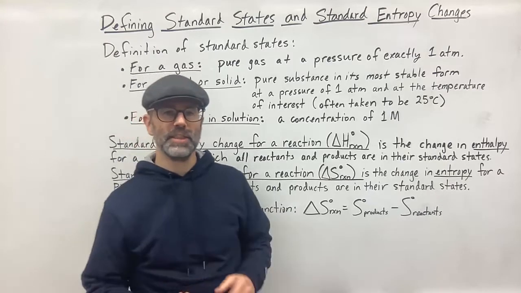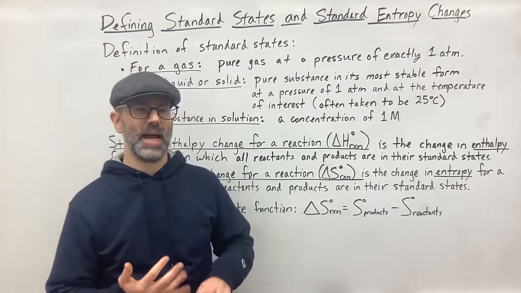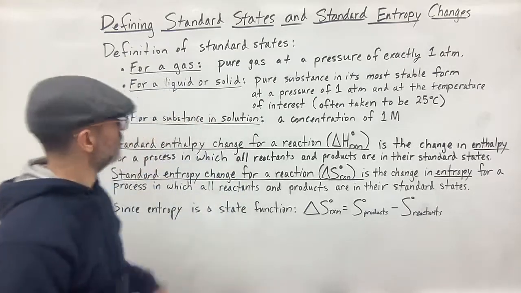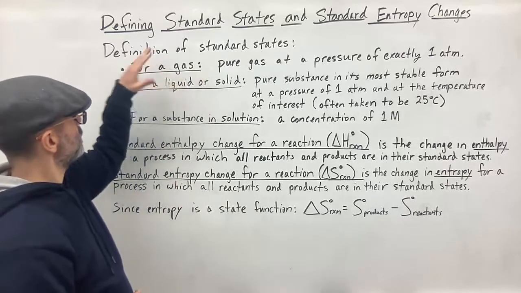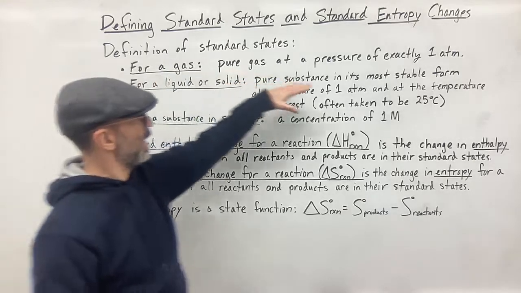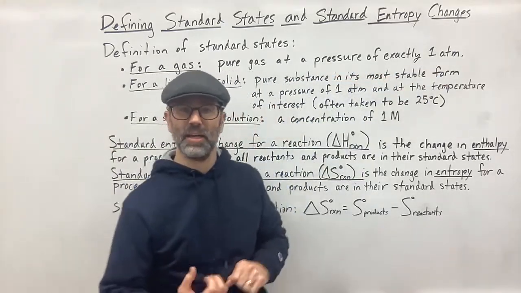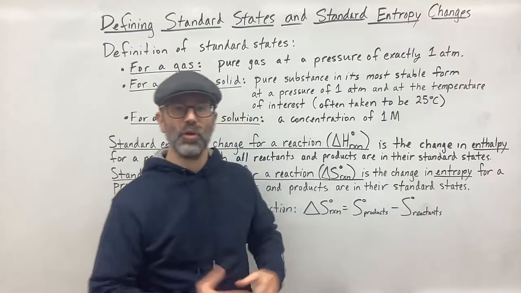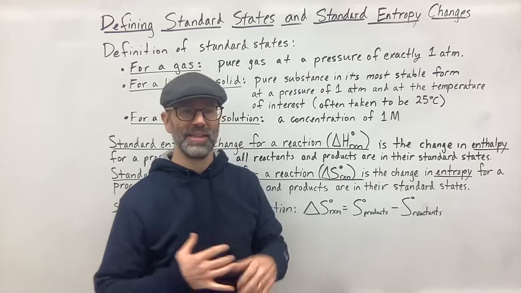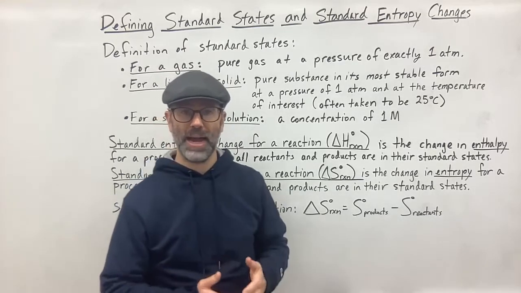Well, the definitions of a standard state we're going to apply to the different states, for example, gases, solids, liquids, and aqueous solutions. So for a gas, a standard state is going to be the pure gas at a pressure of exactly 1 atmosphere. That would be the standard state of a gas. So if you have a gas that's not pure, or if it's not exactly at 1 atmosphere, then it's not in its standard state. So that's the definition of the standard state for a gas.